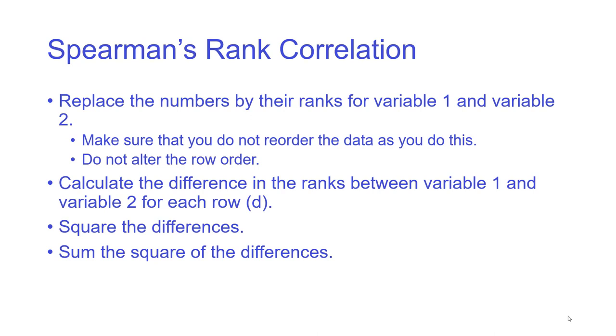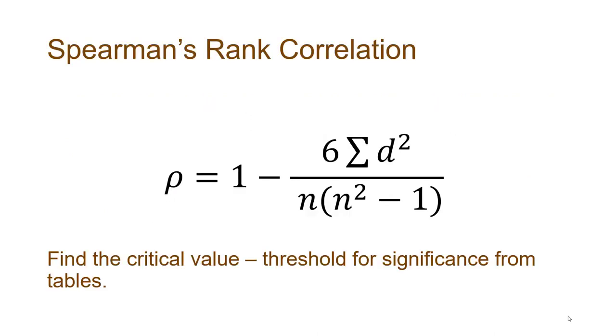You calculate the difference in the ranks between variable 1 and variable 2 for each one of your rows, square the differences, add together the sum of the squares of the differences, and put it into this formula. So Spearman's rank is represented by rho, and it equals 1 minus 6 times the sum of the differences squared, divided by n, the number of rows of your data, times n squared minus 1. You find the critical value and the threshold from tables.